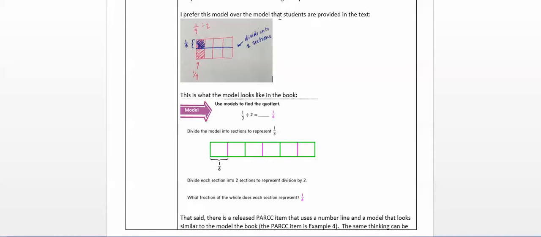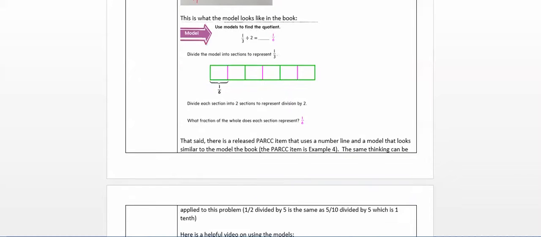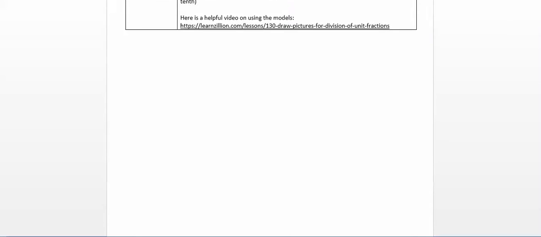Okay, so that said, I prefer this model. There is, however, a PARCC example that we're going to get to. I included it as a write-pair-share after the 3 examples in our I&M, so that you actually see there is a PARCC example where I've seen this model or a model similar to this used. So our students need to be able to practice with both, and that's fine.